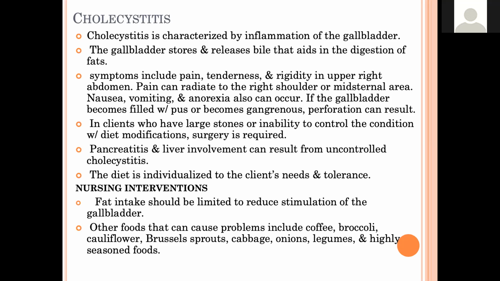And there we have that break in containment that I'm always talking about, where a compartment of the body that's not supposed to be exposed to the outside world suddenly is. Okay, and now we have the huge risk of infection. In clients who have big stones or the inability to control the condition with diet modifications, surgery is needed. Pancreatitis and liver involvement can result from uncontrolled cholecystitis.